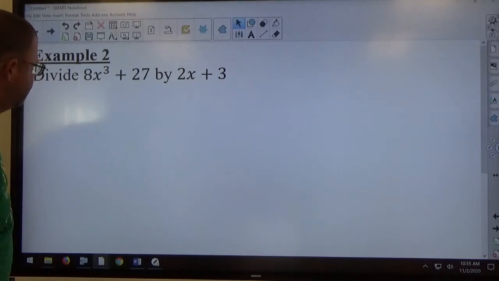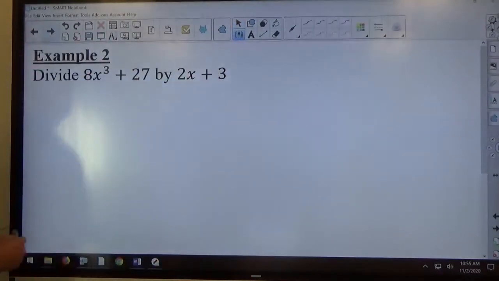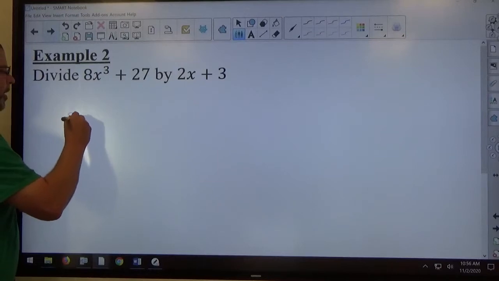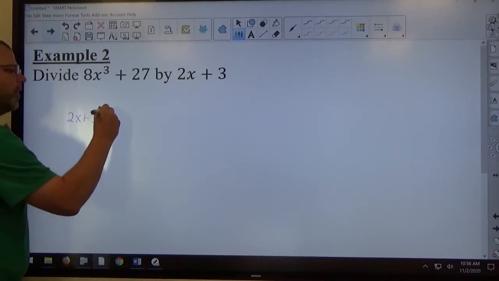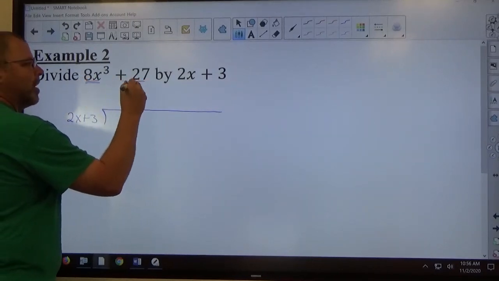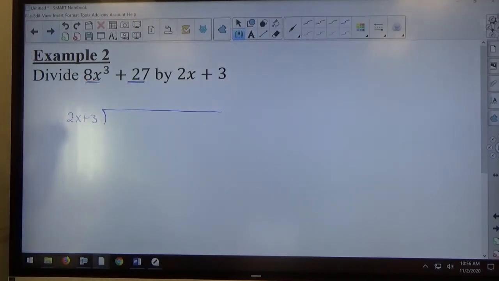All right, example 2. We're dividing 8x cubed plus 27 by 2x plus 3. What is the divisor? 2x plus 3. So 2x plus 3 goes out here, and the dividend is the other one. And notice, I've got 8x cubed, I've got plus 27. I don't have x squared, I don't have x, right? So I'm missing some powers of x.